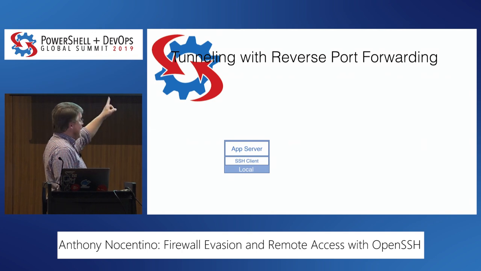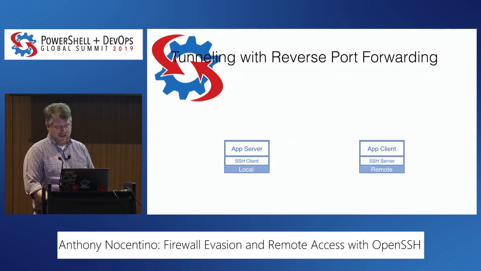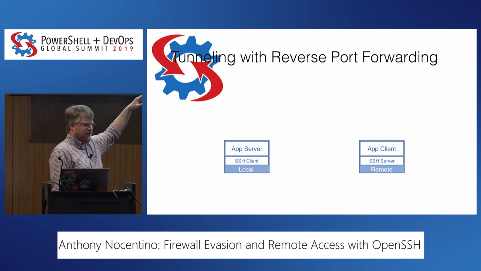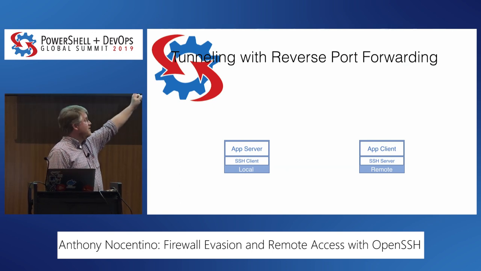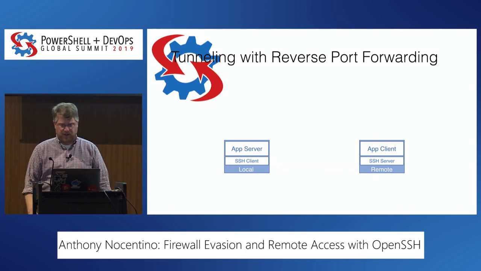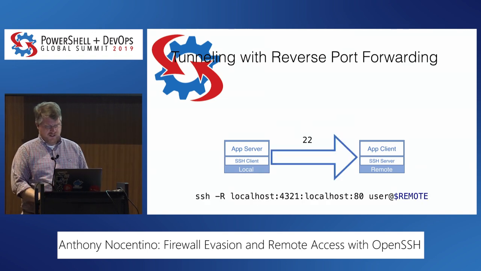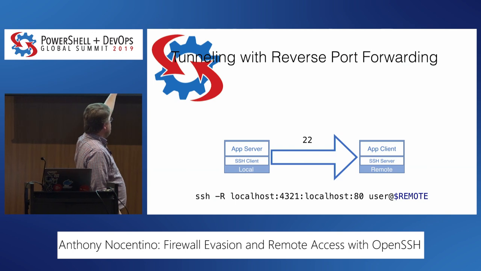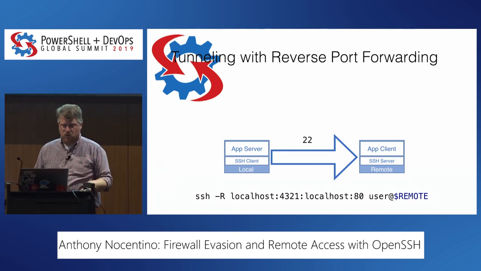So in this scenario, I have an app server and I have an app client. And let's say that this is something that I'm working on. Maybe I'm debugging an application. I just want to expose something on this to over there. And there's a network boundary between me and that thing, and I can't open ports or connections in any way. Well, except an outbound SSH connection. And so I could say ssh -R, localhost on this one. I'm going to bind the 4321.